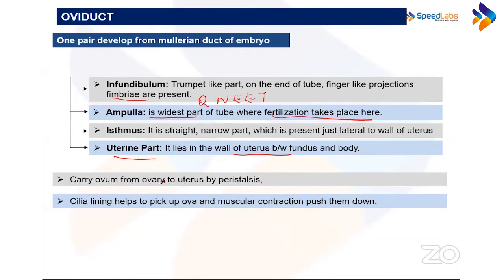So the function of the oviduct is to carry the ovum to the uterus by peristalsis. And how does this take place? This takes place by the cilia, by the epithelium which is present. So we were talking about the histology of the oviduct. So what did I tell you about the histology of the oviduct?